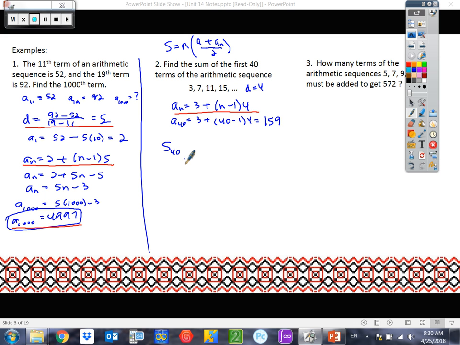That number means something. I want you to use them. Use the sub numbers. It means the 40th partial sum. If I don't put a number there, who even knows what I'm doing? Right? It's the 40th partial sum. It's going to be equal to 40 times, and then my first term is 3 plus my last term is 159, over 2. Okay, we'll go back to what we're required to show.